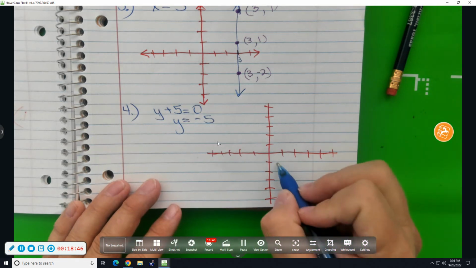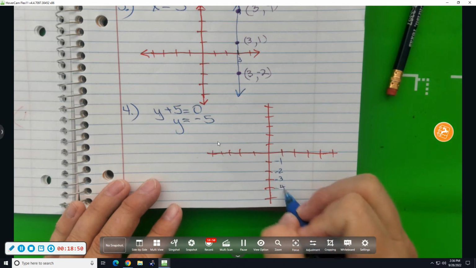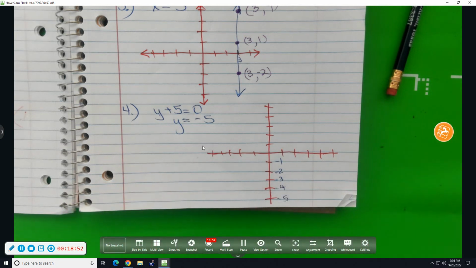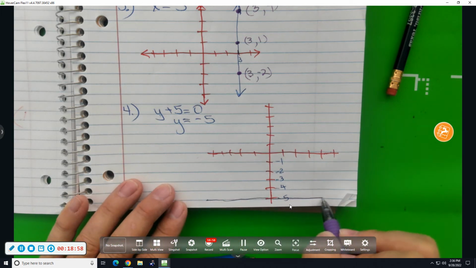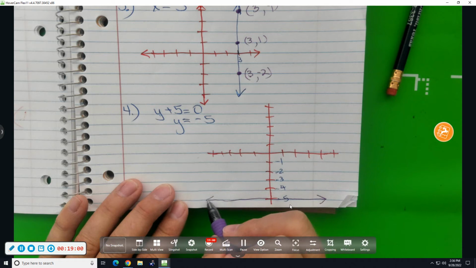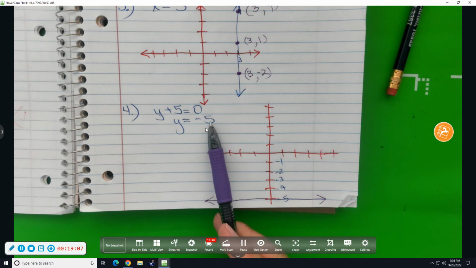Okay, this says we're looking at the horizontal line passing through the y-axis at negative 5. 1, 2, 3, 4, 5 down, negative 5. We draw the horizontal line. There it is. So it's a horizontal line passing through the y-axis at negative 5.